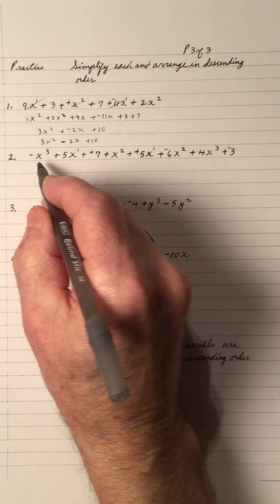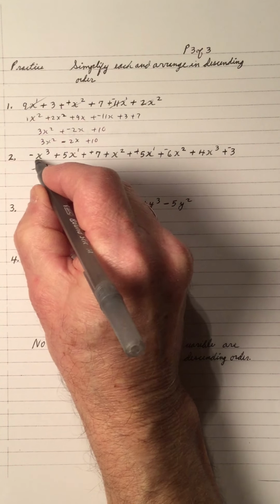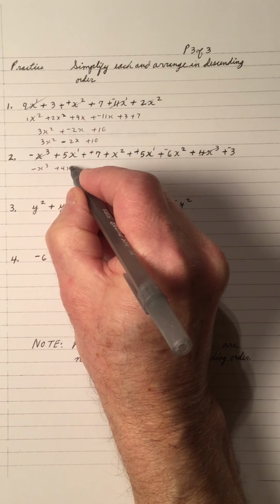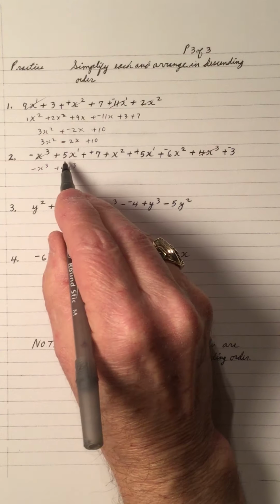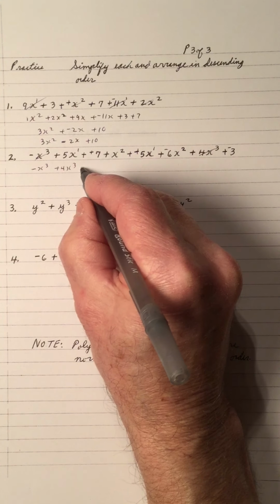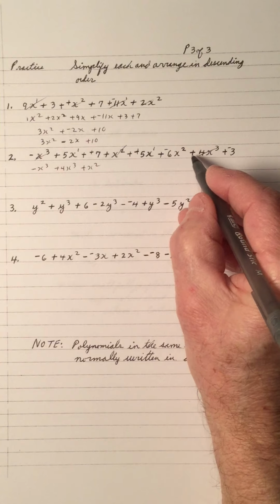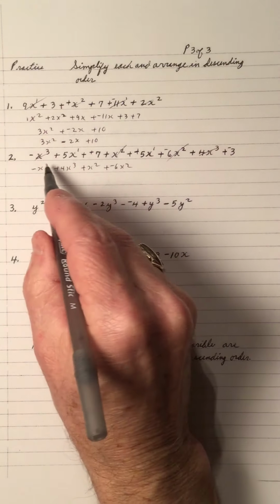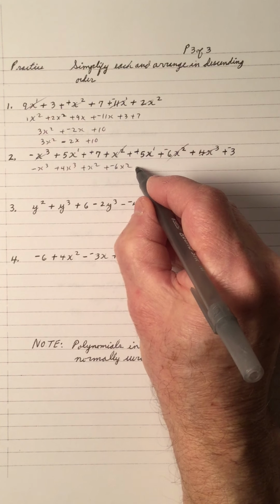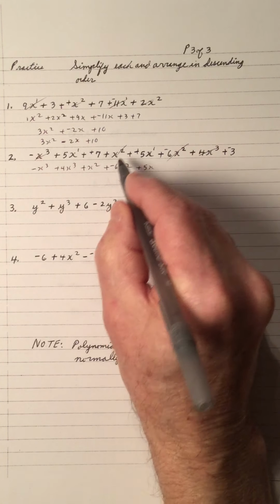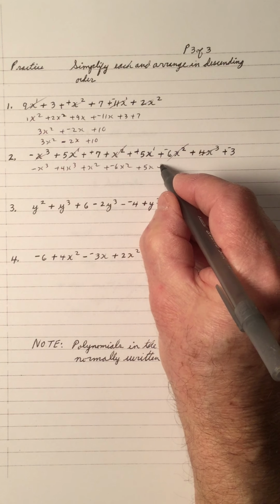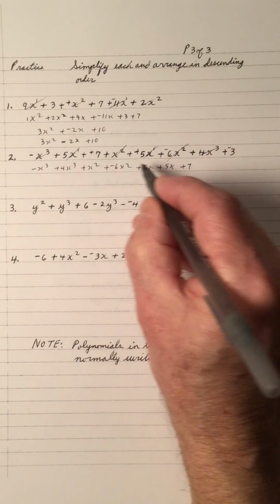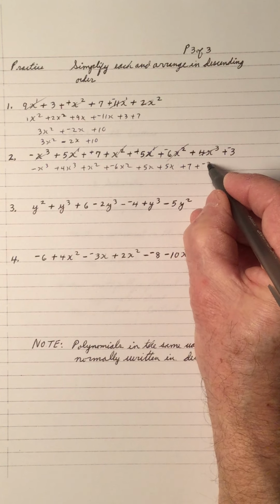Now we go in descending order. 3 is the highest, so x cubed, done. And we got another x cubed. Any more x cubes? Nope. Next is x squared. Okay, x squared here, and we got an x squared right there. So x is next. So that's plus 5x, done, and that's a plus 5x. That's done. And that's a plus 7, and a plus negative 3.